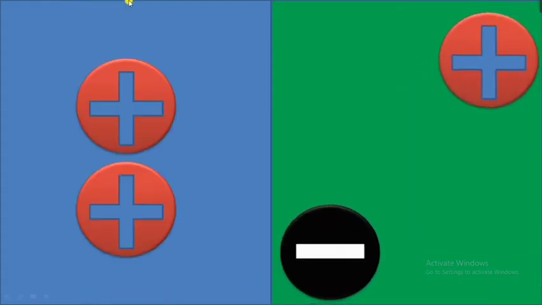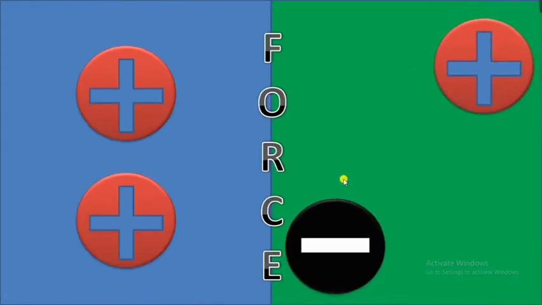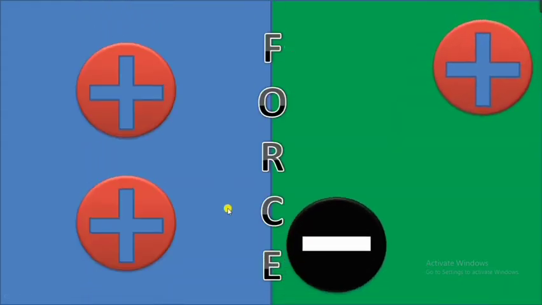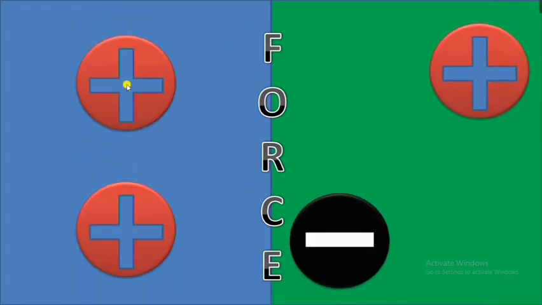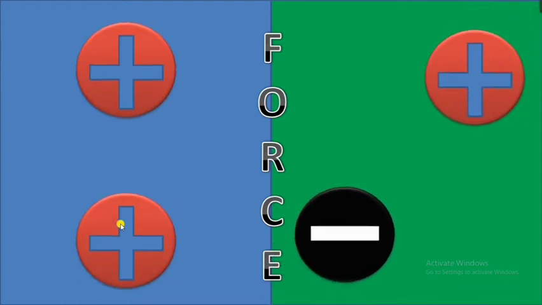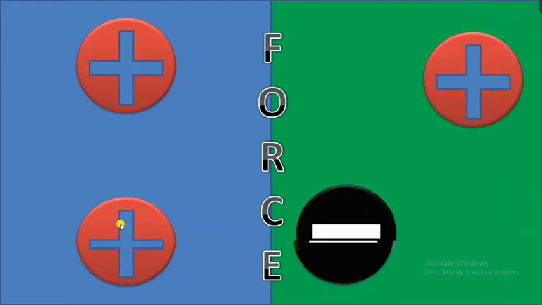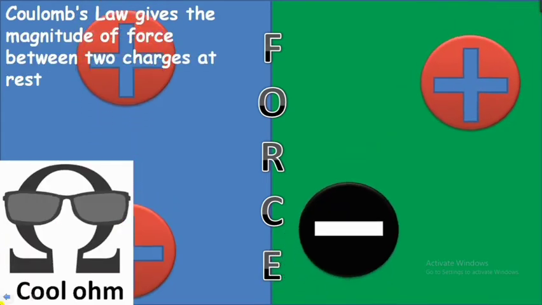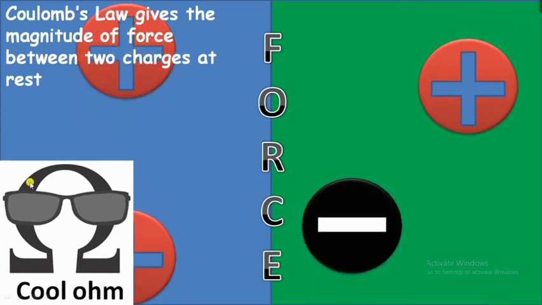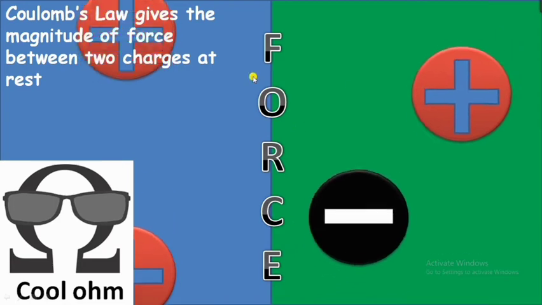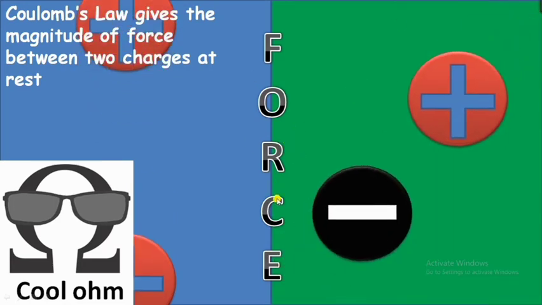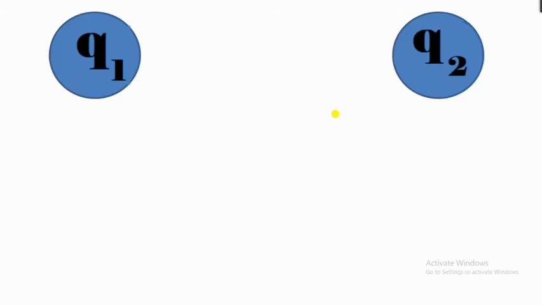To repel or to attract we need force, and when we are talking about force we have to tell how much force is there between two charges. In order to know how much force we need the help of Mr. Coulomb. Using Coulomb's law we can find the magnitude of force between two charges. So now let's understand Coulomb's law.